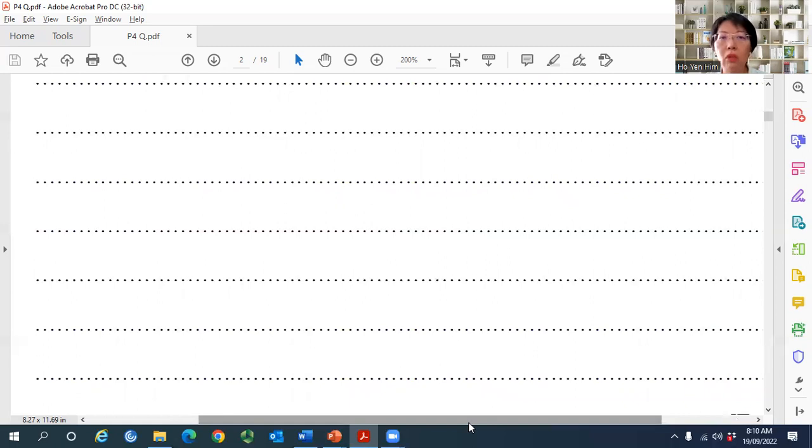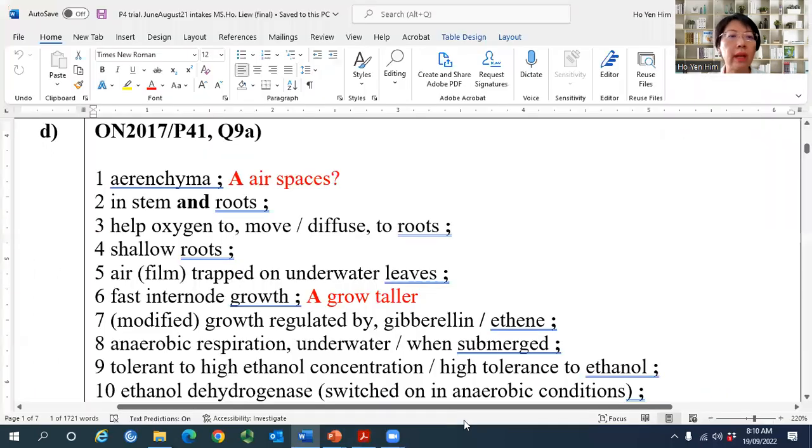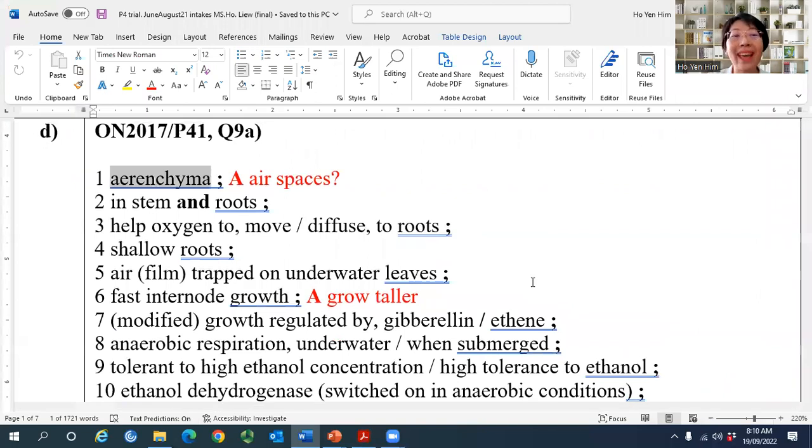The answer to this question for the majority of students is not full marks. It seems a lot of students did not study this topic. Okay, so let's look at the mark scheme, the required answer. Many students didn't mention parenchyma, which is the name of the tissue where there are a lot of air spaces in the roots as well as in the stem. So I'm expecting a student to write parenchyma.